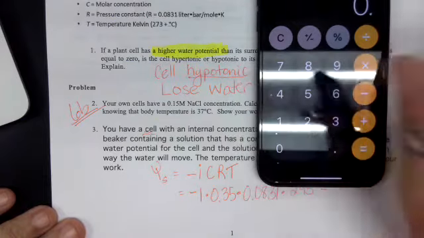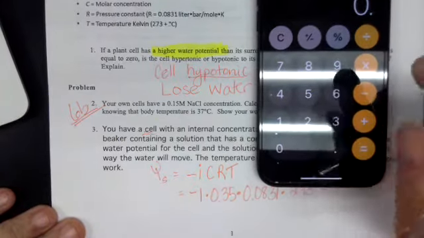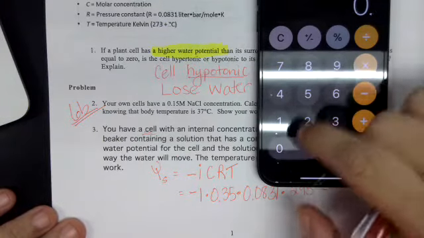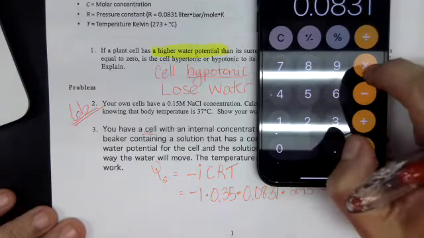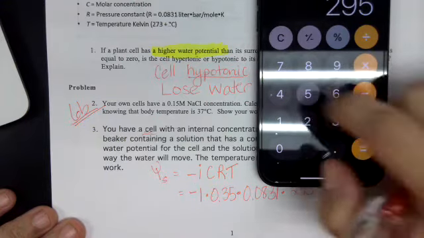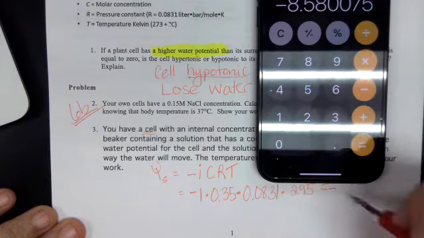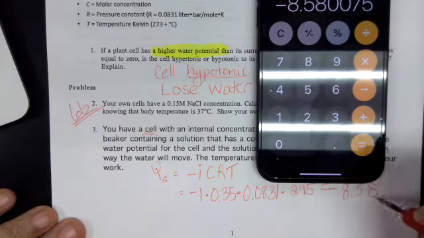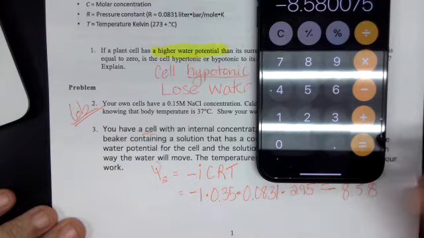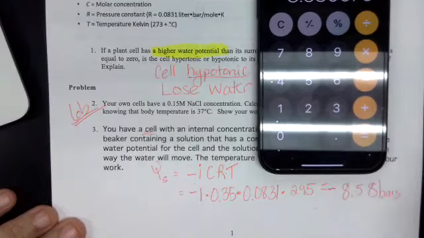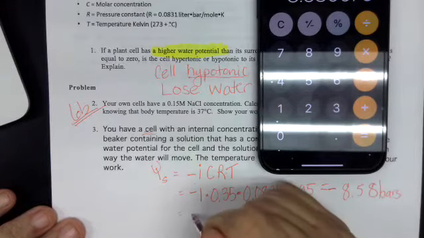Make sure you can see that. Times 0.35 times 0.0831 times 295, all equal to -8.58 for that first cell. And that's in bars. And then for my next one, it's going to be equal to, and it says to use -1 for both, or to use 1 for both.